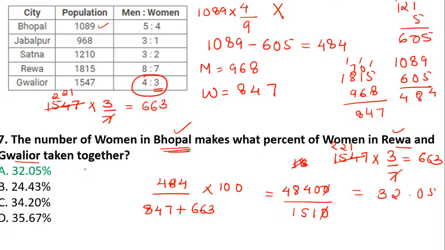Okay. So percentage value, how do you find out? A upon B into 100. Means what are we comparing? We are comparing the number of women in Bhopal, which is 484, to the number of women in Riva and Gwalior. So Riva you found out 847, Gwalior you found out, and you multiplied it with 100. Okay, 8480 divided by 151. Got it?